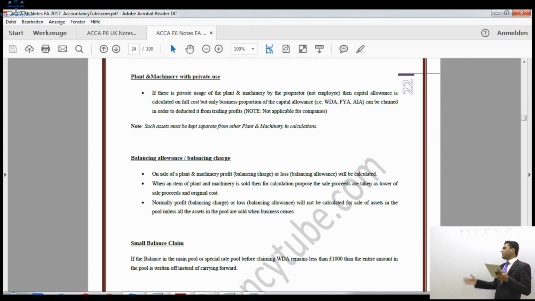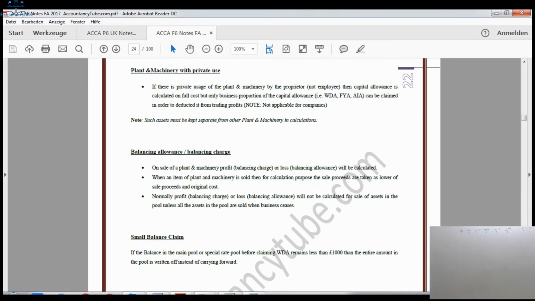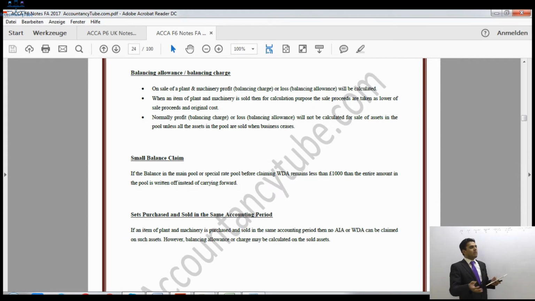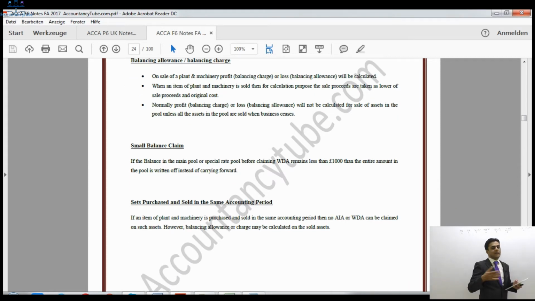Whatever the privately used asset is, we will have to list that separately as well. So we will make different columns as I have made on the board, and the question will tell us that this asset is used privately by the owner or the proprietor, and it will also tell you what percentage is private use. Although we will calculate the full capital allowance, be it 8% or 18% or whatever, we will then take only the business portion of that.